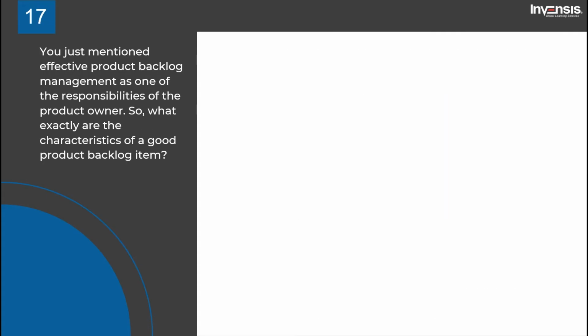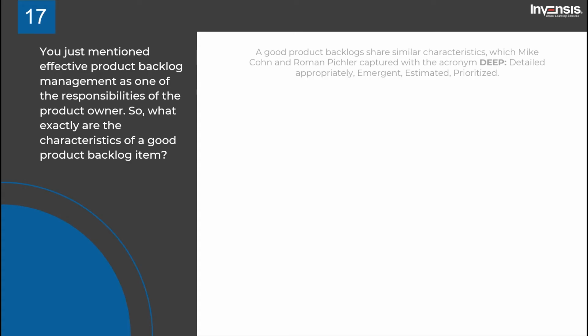You just mentioned effective product backlog management as one of the responsibilities of the product owner. So, what exactly are the characteristics of a good product backlog item? Good product backlogs share similar characteristics, which Mike Cohn and Roman Pichler captured with the acronym DEEP, which refers to detailed appropriately, emergent, estimated, prioritized. Let me explain what these terms mean.